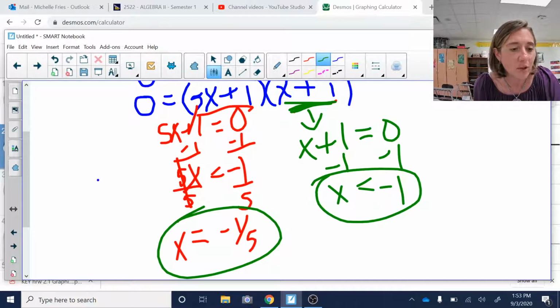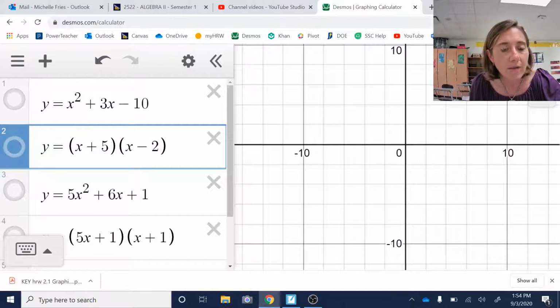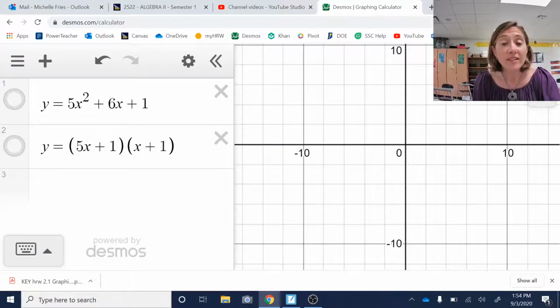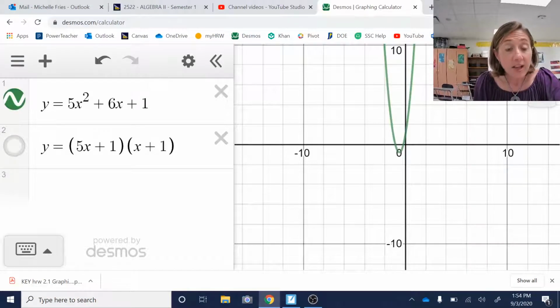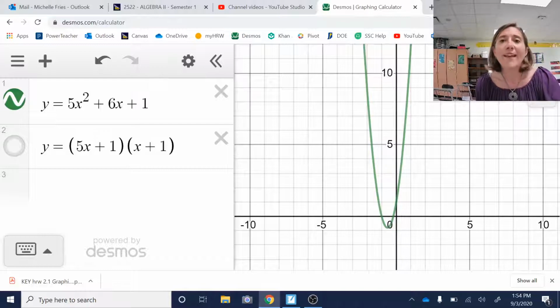So I wonder how this will look if we graph it. So let me go ahead and pull up Desmos here, turn off that graph. In fact, we don't need those two anymore, so I'm going to get rid of those two. So now, let me turn this on. So here is the graph for y equals 5x squared plus 6x plus 1.